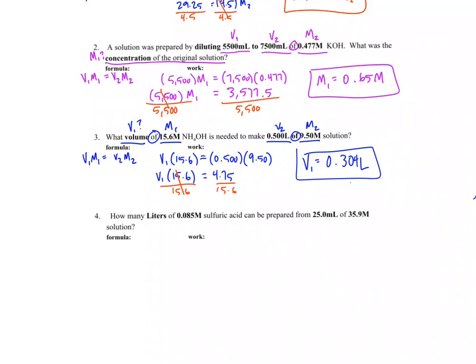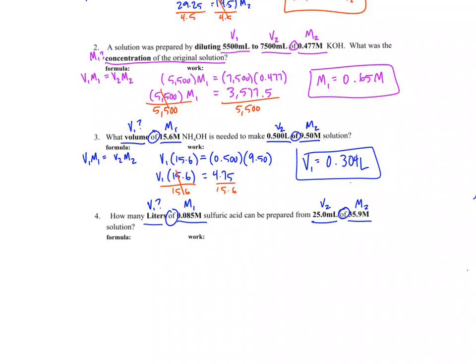All right, my last one here. How many liters, so it's already asking for liters, so I know this is a volume, of 0.085 molar, there's my concentration. There's that word of, so we'll just go ahead and label those because we're there. Sulfuric acid can be prepared from 25.0 milliliters of 35.9 molar solution. So I've got my volume and molarity of my second solution. Remember that word of ties them together.